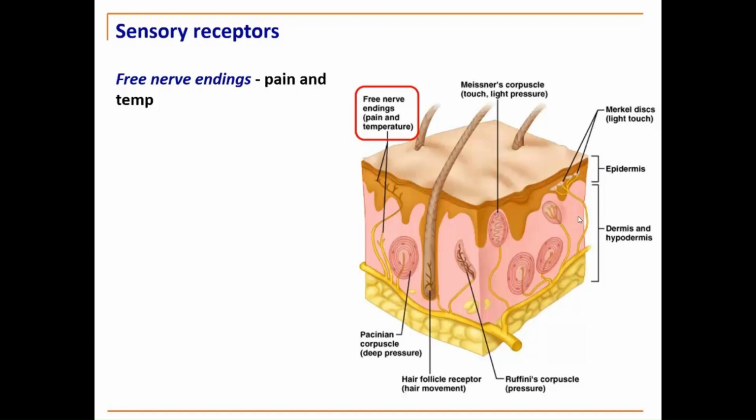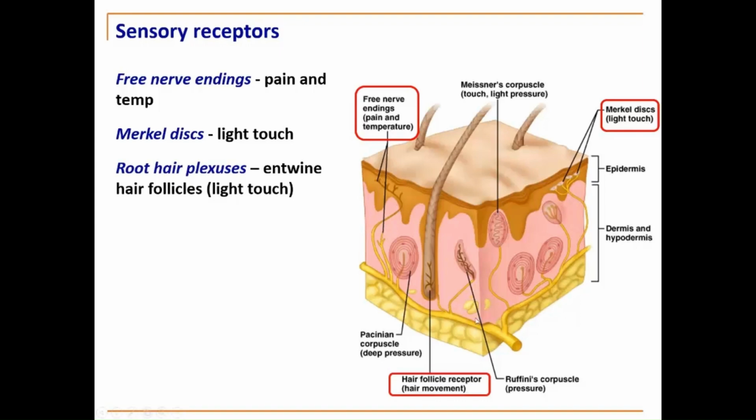But what are the types of sensory receptors? We've talked about the free nerve endings. These are primarily involved in pain and temperature. You've got the Merkel discs. You can see those are involved in light touch. They're very near the surface of the skin because they have to be, because it's about light touch. Whereas the free nerve endings for pain and temperature are at the surface, but can also be deeper down. You have the root hair plexuses, which are shown within this area. They entwine the hair follicles, and again, they're involved with light touch. Movement of those hairs will allow that light touch to be detected.